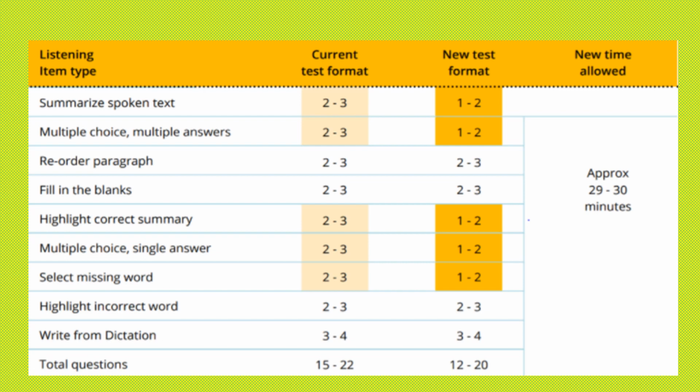Now, in 2022, the new test format is that summarized spoken text will now be 1 to 2 instead of 2 to 3. Multiple choice question, multiple answers will again be 1 to 2 instead of 2 to 3. Highlight correct summaries 1 to 2. Multiple choice single answer is 1 to 2. Select missing word is 1 to 2.